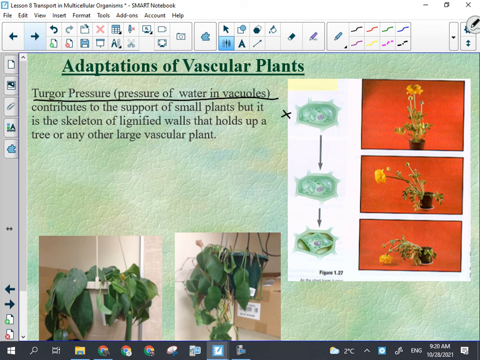Okay. Now notice I did say water vacuoles, and in these pictures there's more than one, and in most plants that's the case. Most of the time there's more than one single large water vacuole. There's usually several large vacuoles in a plant cell. Okay. Everybody good with that?